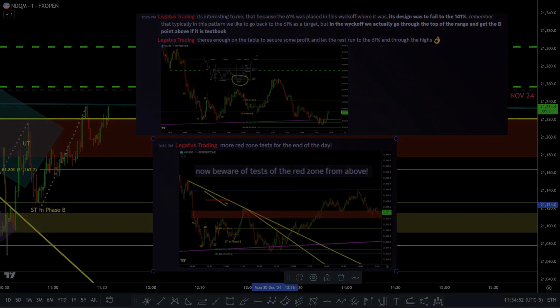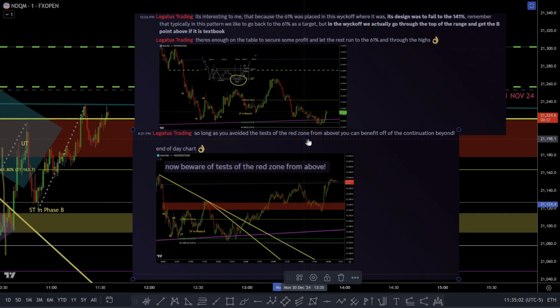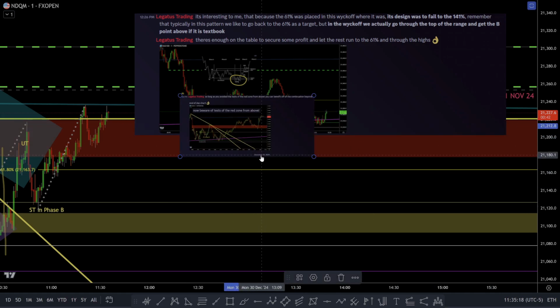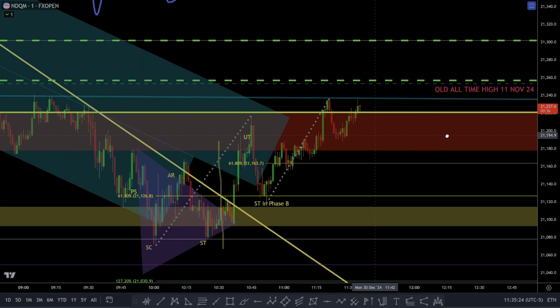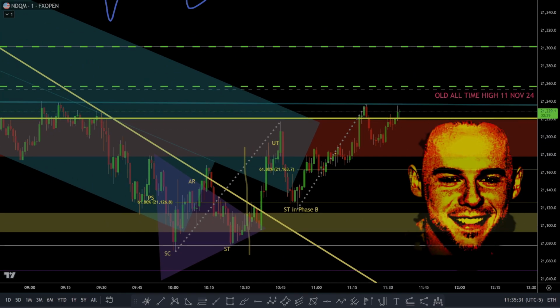And then the final post, literally this. You know, so long as you avoided the test of the red zone from above, you can benefit off of the continuation from beyond. And it made a little bit of a higher high until it died out for the weekend. End of day chart. Now beware of the tests of the red zone. And that was it. That was the end of that day. As you can see right after, that's when the next day begins. So those are the posts on that Wyckoff. It's pretty crazy how it all worked out exactly the way that it should.